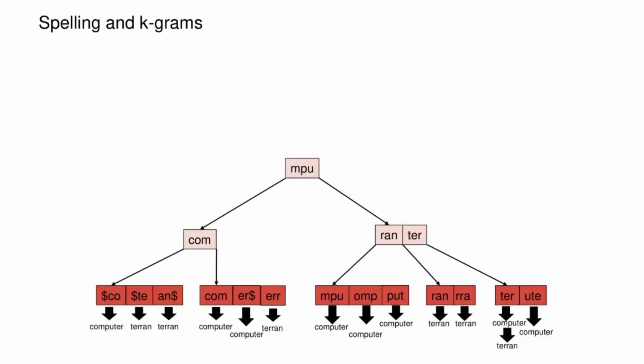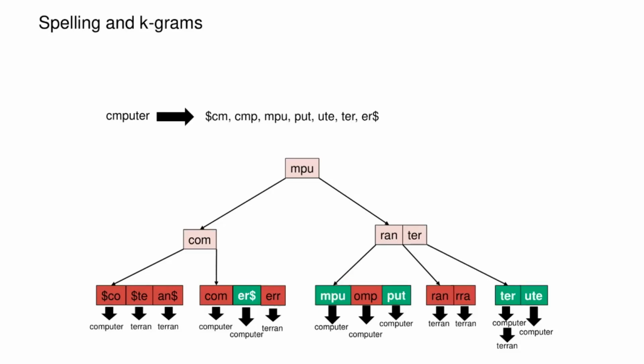So let's have an incoming query, computer. We figure out all of the 3-grams. I'm taking k equals 3 here, so all the 3-grams, and we look them up right here. Here they are. And we find that in here we have computer, computer, computer, computer, Terran.